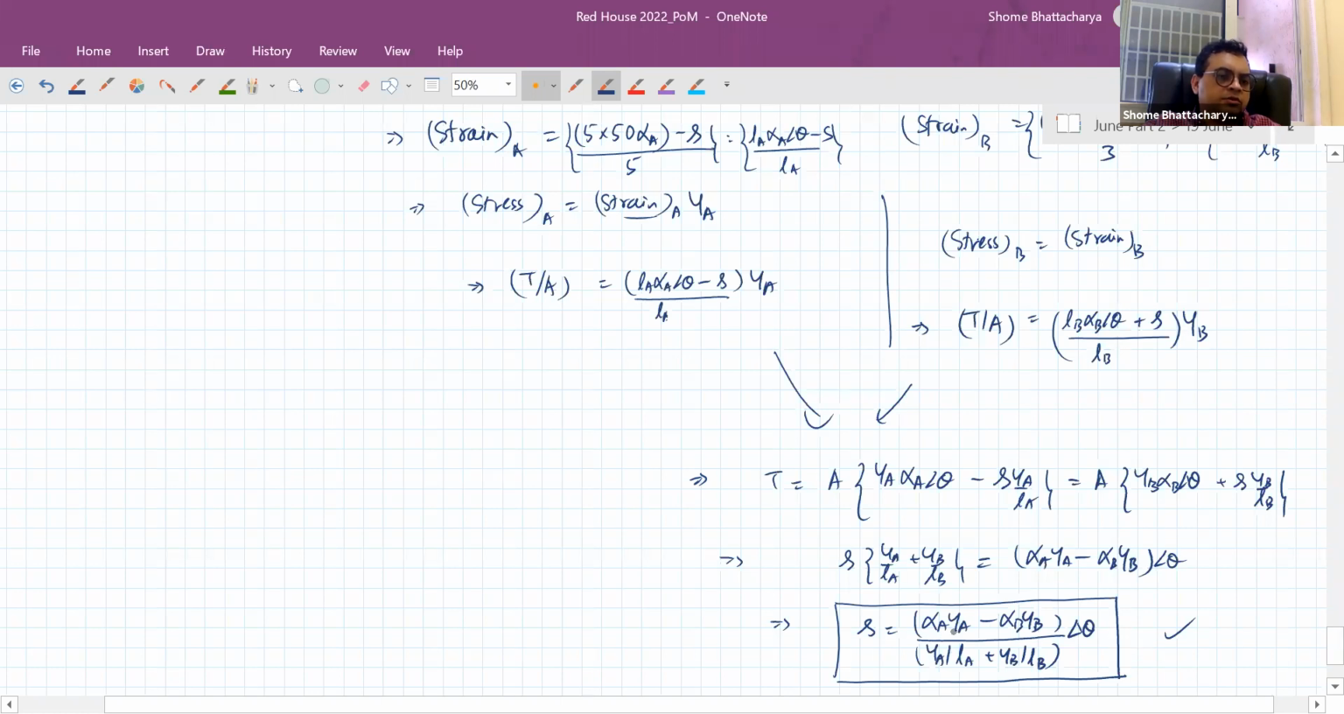So whichever one has the larger product of Young's modulus into alpha will have a tendency of creating a larger pushing force and accordingly it will dominate. So the displacement of the junction will happen accordingly towards the right or towards the left. Okay, so you can check this out.